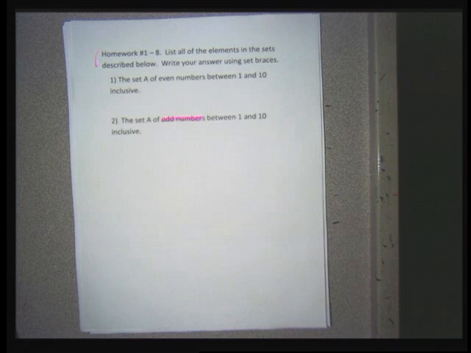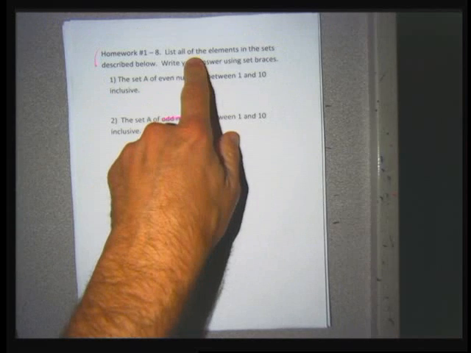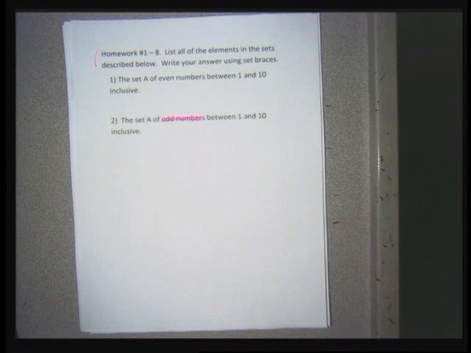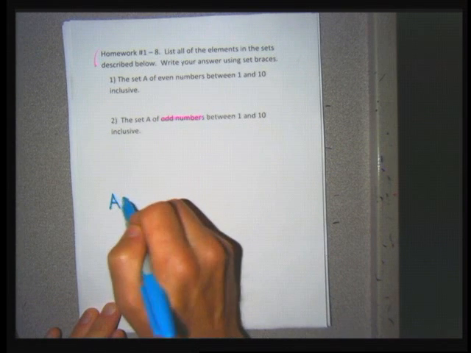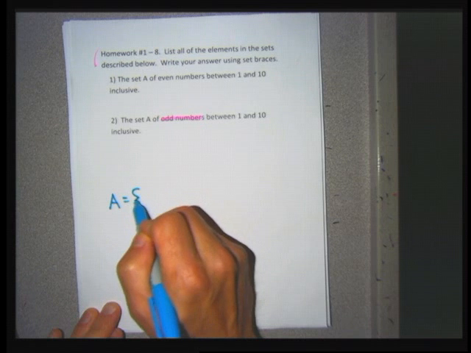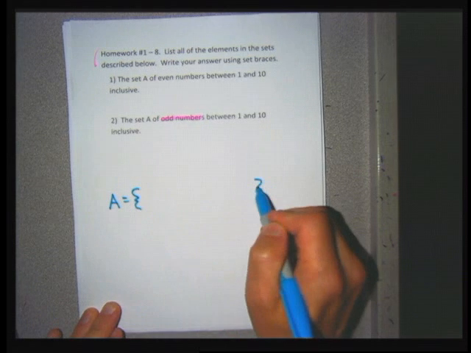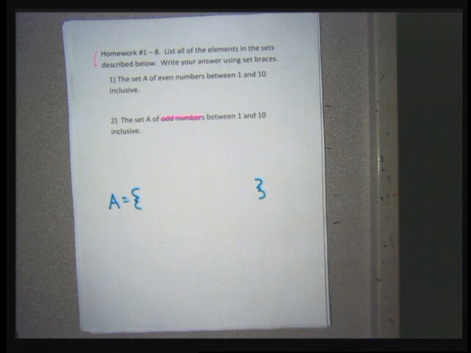So problem 2 says set A is a set of odd numbers between 1 and 10, and I'm supposed to list the elements in set A and write my answer in set braces. So when I go to write my answer for problem 2, I'm going to write A equals, and I'm going to have a set brace, and then inside the set brace I'm going to put the elements of set A.